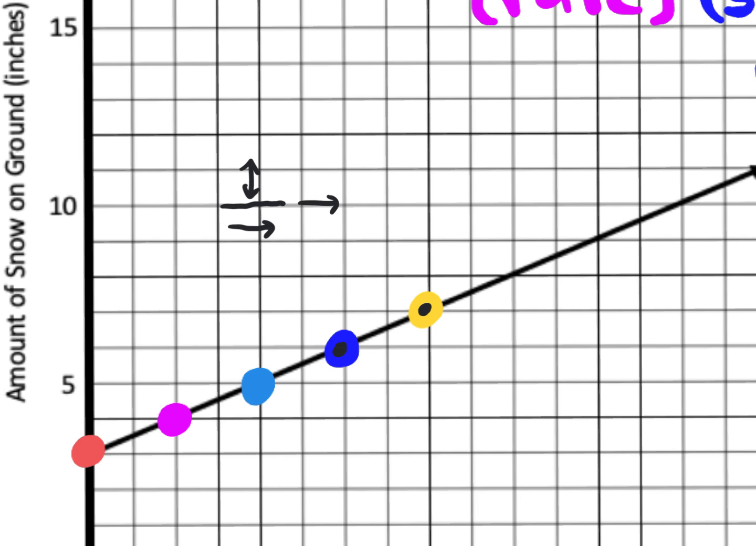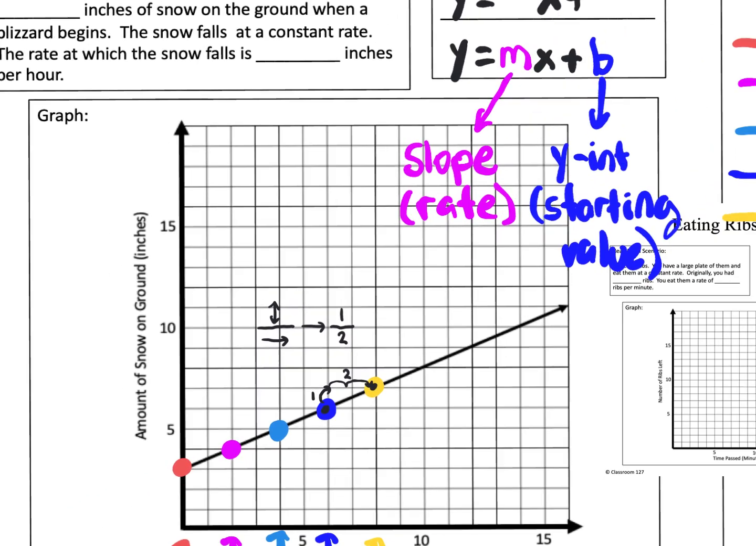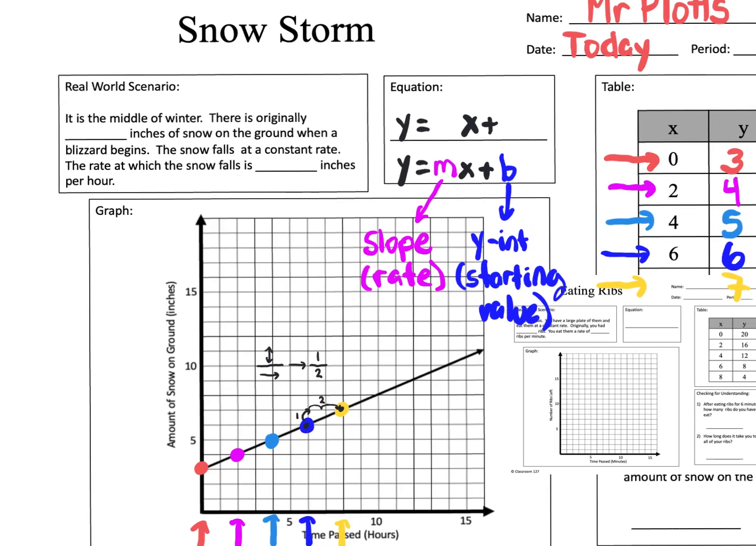And so I go up 1. Since I go up 1, that's a positive 1. And I go to the right 2 to get to the next point, and therefore I put 2 on the bottom. So my slope is going to be 1/2. So let's put that in our equation.